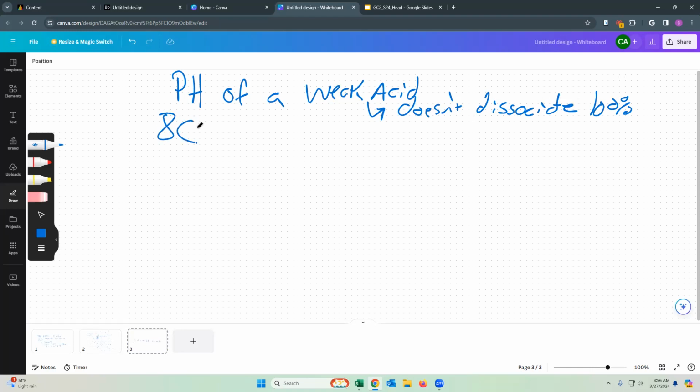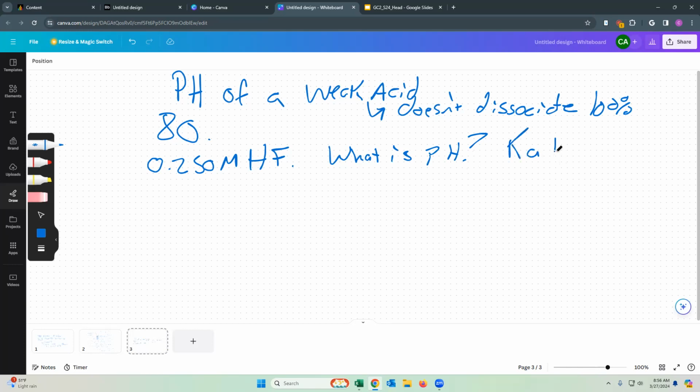So question 80. I have a 0.250 molar hydrofluoric acid solution. I want to know what is the pH of this solution. And we are also given the Ka of HF equals 6.8 times 10 to the minus 4 molar.